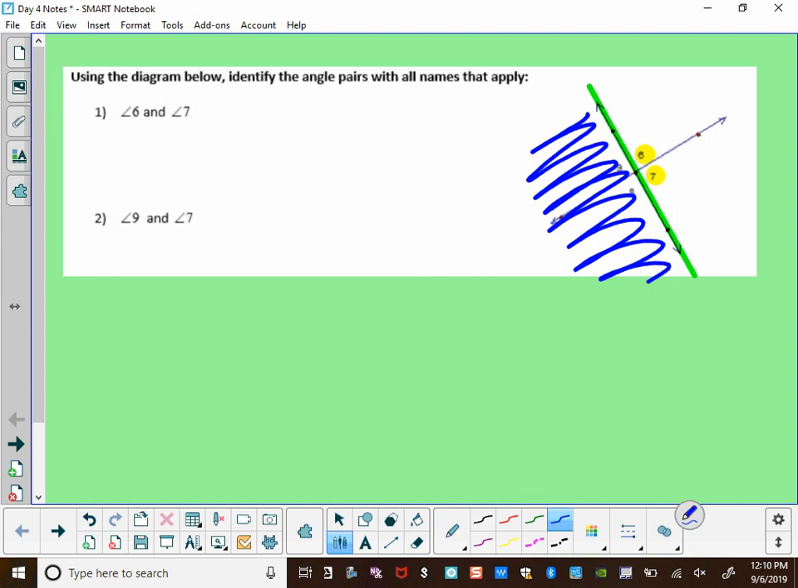All right, so the angle pairs. Let's see here, 6 and 7. Are they side by side angles? Yes, so they're going to be adjacent. Are both angles on a straight angle? Yes, that green line that I highlighted is a straight angle, so they're going to be a linear pair. We have 2 angles on a straight angle.